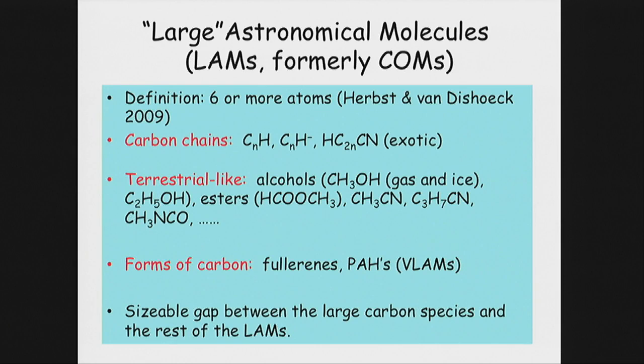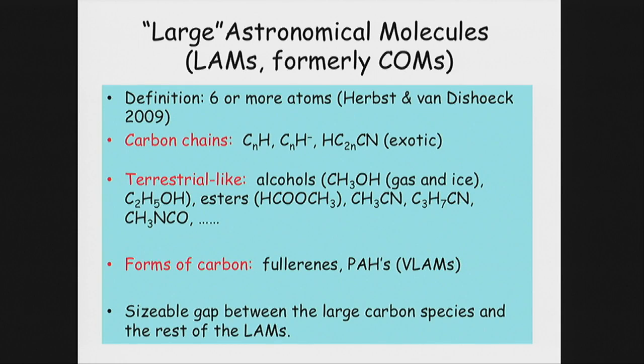Now, unlike the carbon chains, there are terrestrial-like ones. These are the molecules, if you would go into an organic chemistry lab and smell the smell, these are the typical solvents that you find. That is, they're in the liquid state. They're poured around, and that's how you get the smell. But typically in space, occasionally seen as an ice, but most of the time seen in the gas. These alcohols, esters, other species, including a few with nitrogen, carbon, and oxygen.